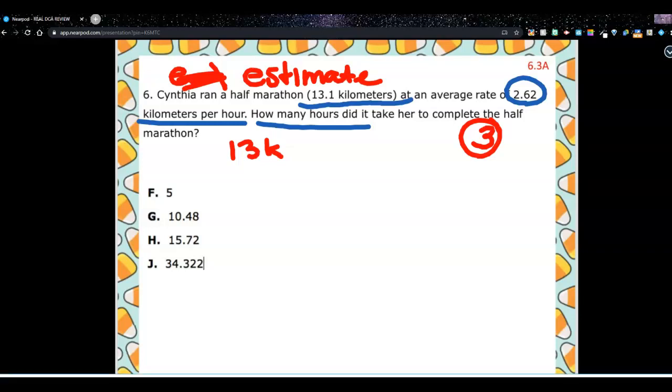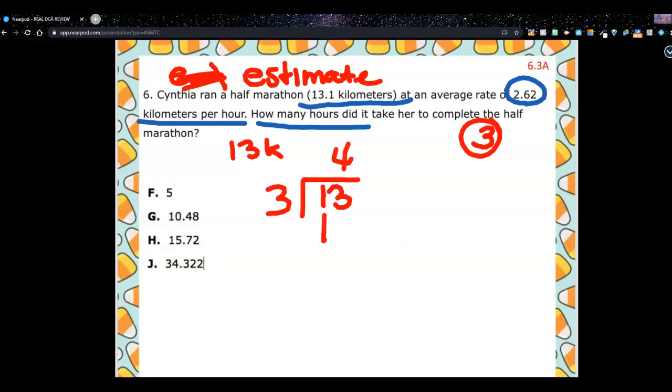Okay, so this will be an easier problem for me to solve. The race is about 13 kilometers, and she's going to go about 3 miles an hour. How many times can 3 go into 13? 4 times, good. And that'll be 12. Okay, I'm going to put a decimal in. You just do a line. There. That's a decimal, believe it or not.